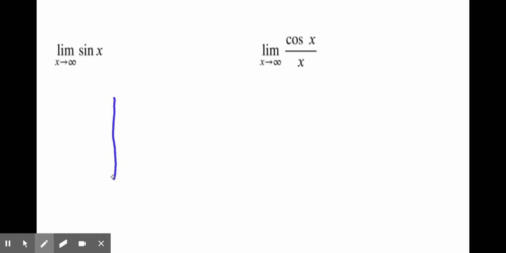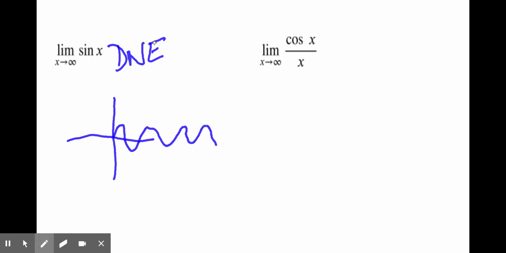So what I need to do is just think about what the graph of sine x looks like. As x goes to infinity this way, I want to know what y value I approach. What y value am I walking toward? Well, I'm not really walking toward any y value. I just keep going back and forth between -1 and 1. So this is an oscillating limit. So this limit simply does not exist. Okay, there is one example of an oscillating limit where you can write DNE, that we learned about last year. So this limit does not exist at all.